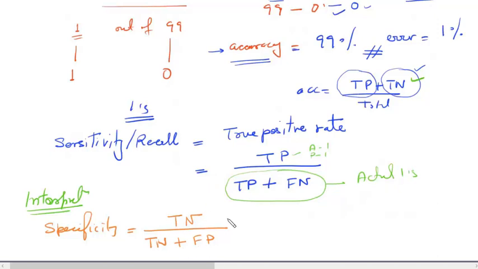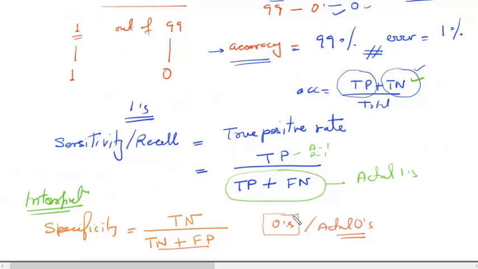So the interpretation of specificity is it measures how well your model is identifying the zeros out of all the actual zeros in your data. So in the denominator you have the actual zeros, and in the numerator you have the zeros which the model was able to identify. So specificity measures how good your model is doing with respect to the actual zeros, and it only gives emphasis on the zeros.